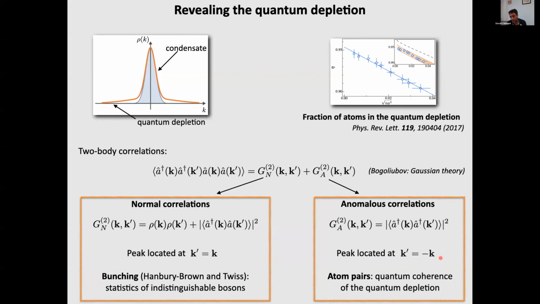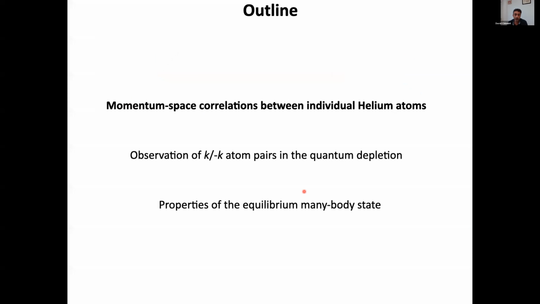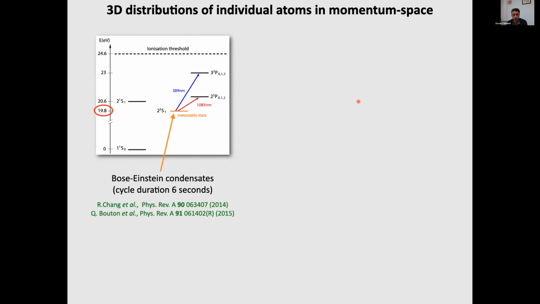And this, of course, is related to the presence of a pair k, minus k, which is associated to the quantum depletion. So how do we measure this type of two-body correlations? Well, we are using some kind of special atom, a metastable helium atom, and let me walk you through the experimental part. So we are working with metastable helium-4 atoms, and we are producing BECs in this metastable state here in orange, which has a very large internal energy of about 20 eV.